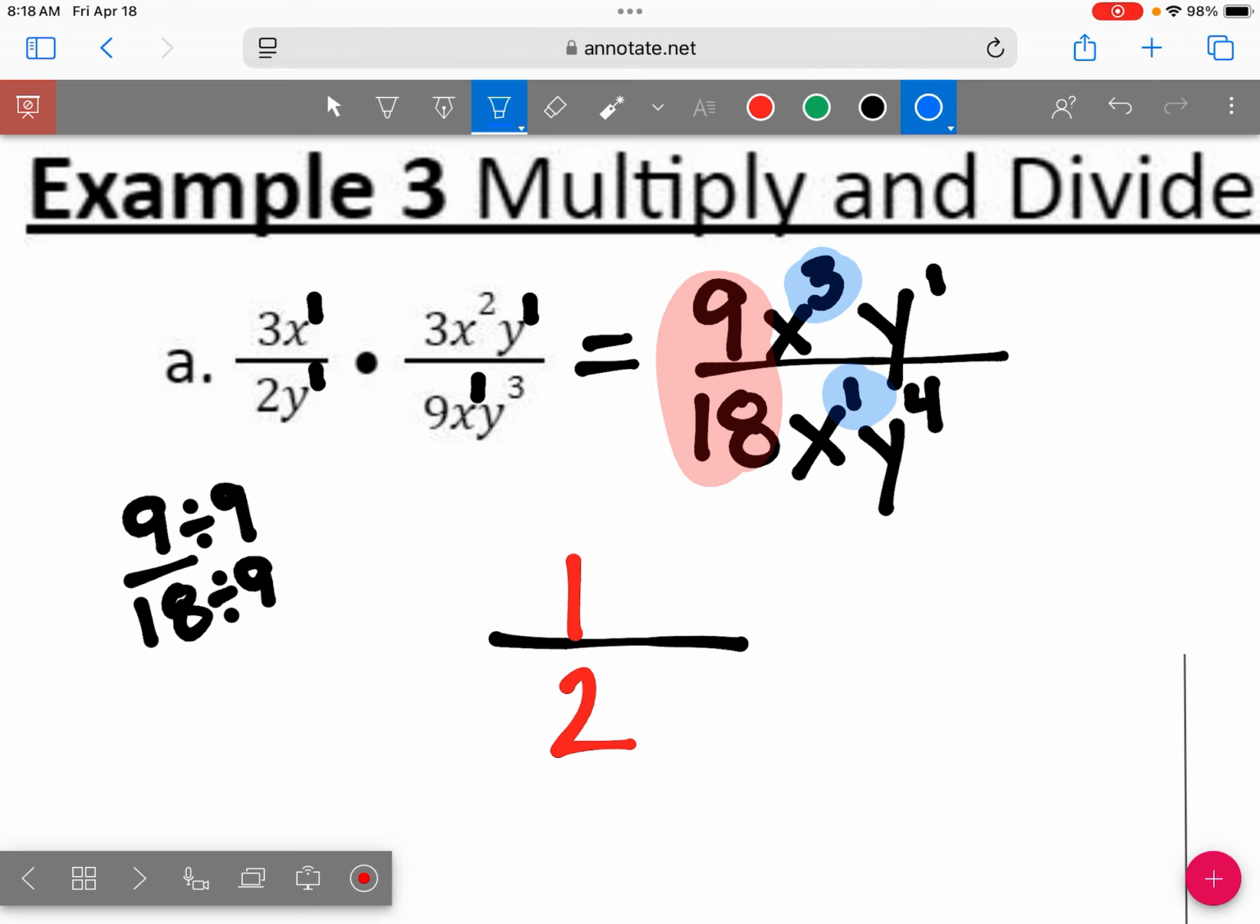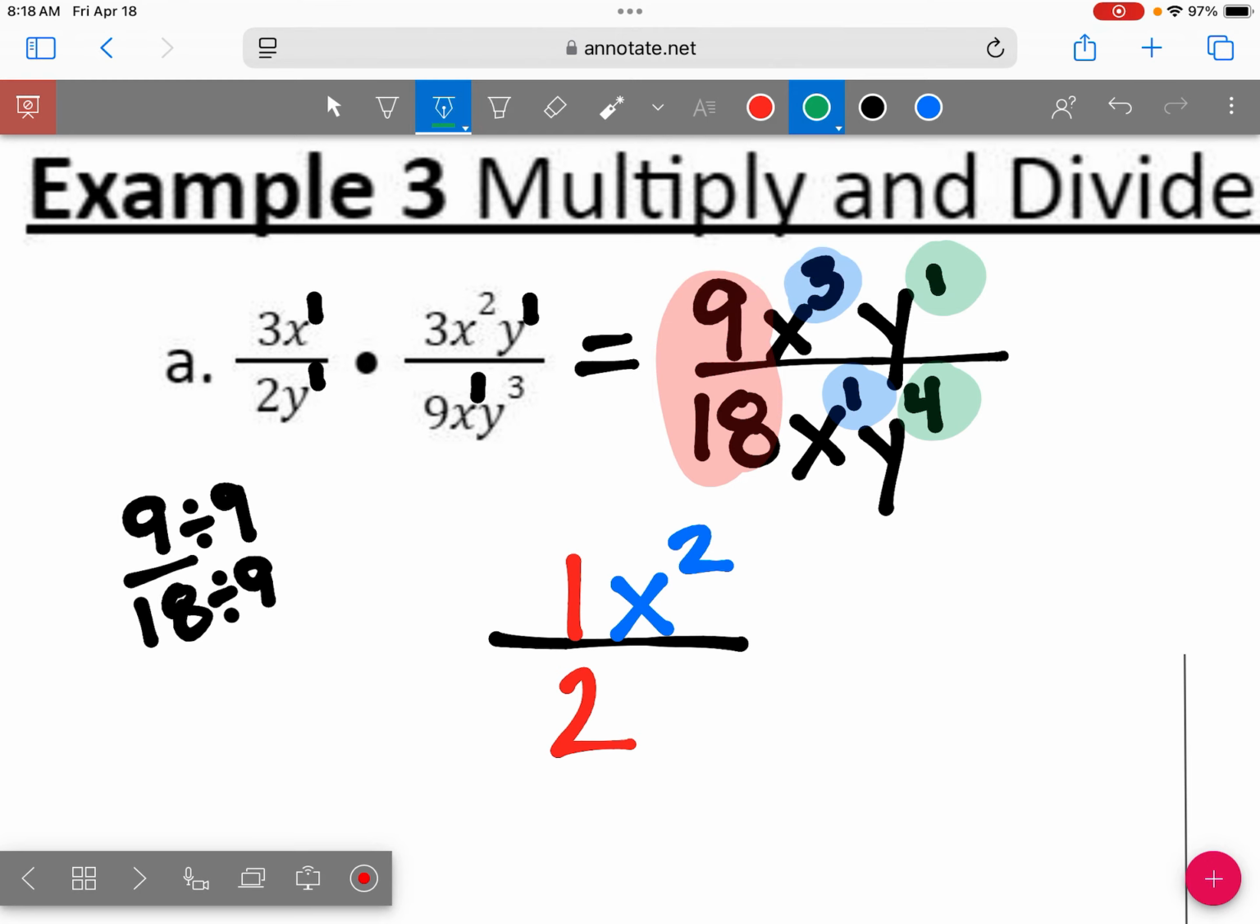But we're going to put those where we have more. So do you see how I had more x's in the top than I had in the bottom? So when I subtract 3 minus 1, the 2 I have will go upstairs. So you put it where you started off with more. So my x squared is going to go upstairs. And then when you subtract your y's, I have 1 and 4. So 4 minus 1 is 3. Where do you think I'm going to put that, top or bottom? In the bottom, because I have more downstairs.